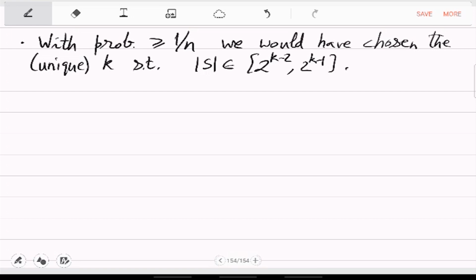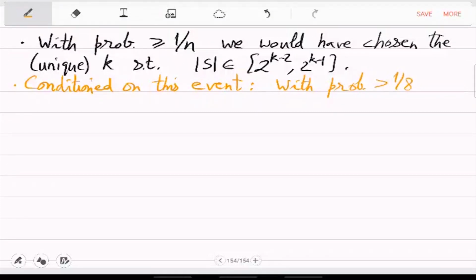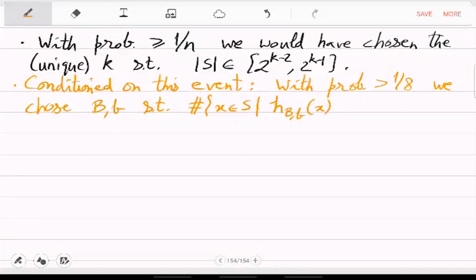So, conditioned on this event, with probability greater than 1 by 8, we choose big B and small b such that the number of x's mapping to the bucket 0 is 1. Right, this we have shown in Valiant-Vazirani.